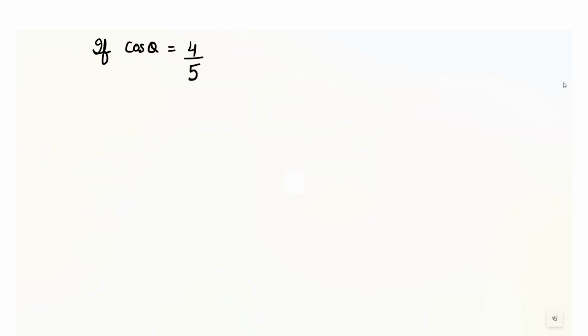Hello everyone, today we will learn how to calculate the value of the trigonometric ratios if the value for one trigonometric ratio is given to you. So first of all, I'll make a right angle triangle where the side which is in front of the 90-degree angle is called H, which is hypotenuse. This side is called adjacent and this side is called opposite.